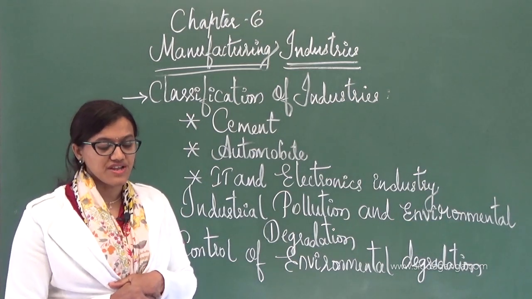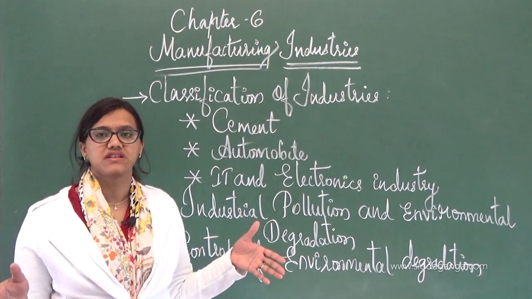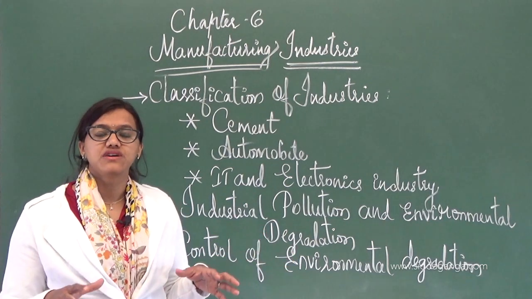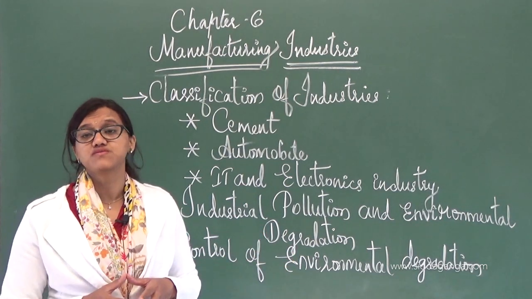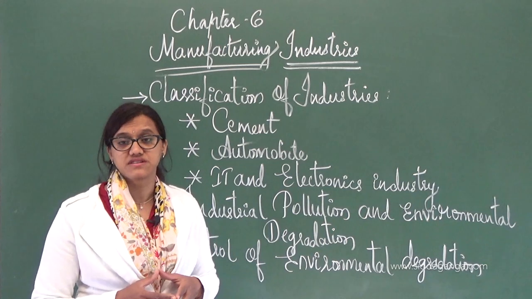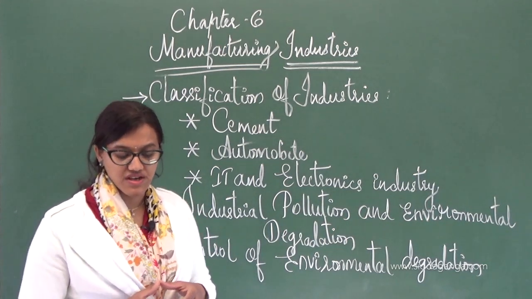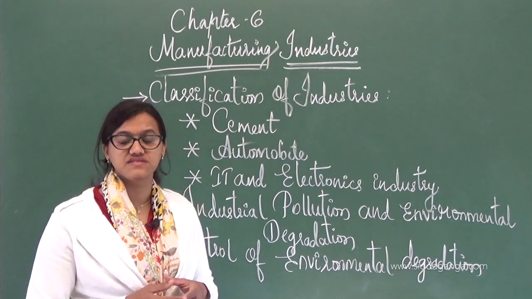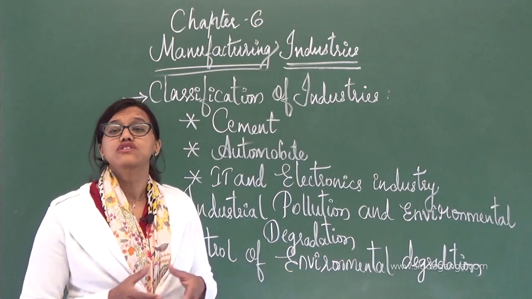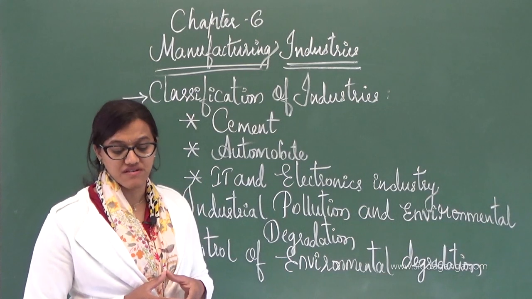So the cement industry is required in a bulky manner. It is not that we need it in a small amount. The raw materials required for the cement industry are bulky in nature: limestone, silica, alumina and gypsum. These are required in a huge amount, as we can see here.